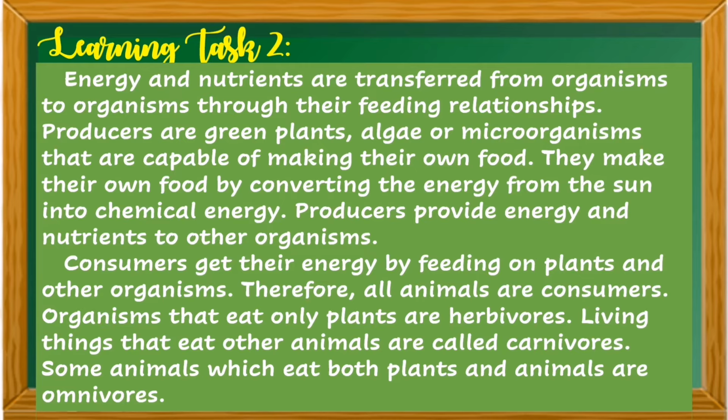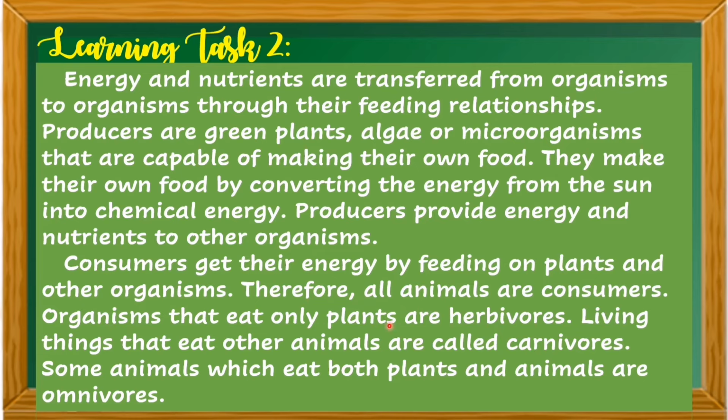Energy and nutrients are transferred from organisms to organisms through their feeding relationships. Producers are green plants, algae, or microorganisms that are capable of making their own food. They make their own food by converting the energy from the sun into chemical energy. Producers provide energy and nutrients to other organisms. Consumers get their energy by feeding on plants and other organisms. Therefore, all animals are consumers.